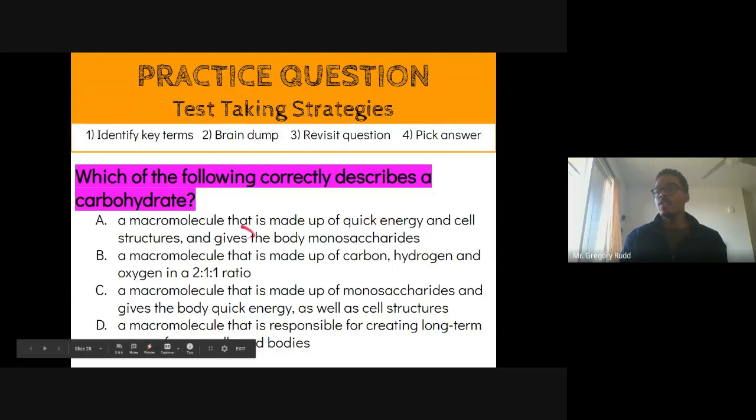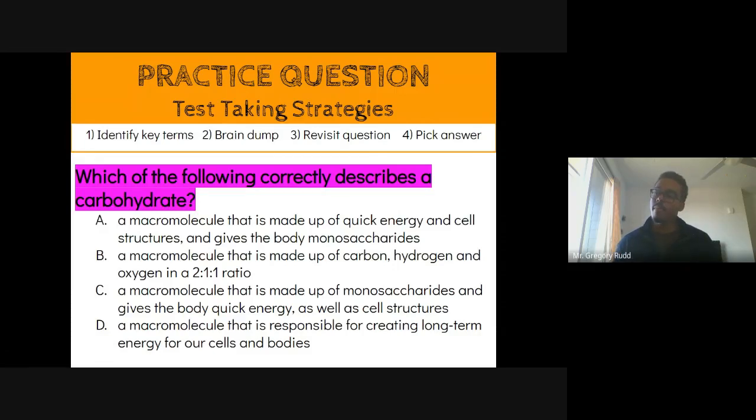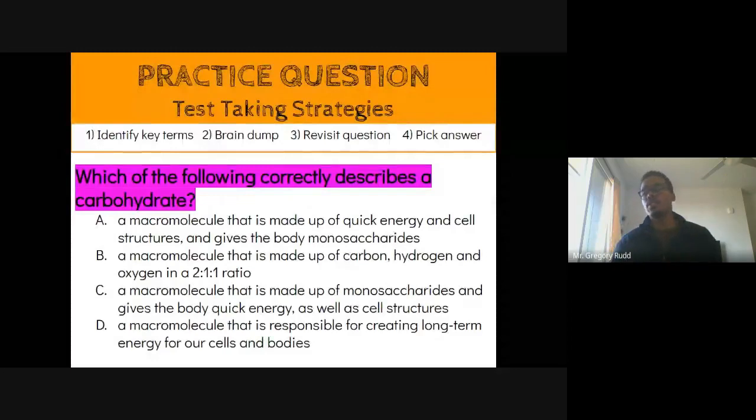What's the error in answer choice A? What's wrong here in answer choice A? Does anybody see an error there? Yeah, Dejan. So it says it gives the body monosaccharides. That's really awkward wording. It's really the fact that it is giving the body quick energy and it's made up of monosaccharides. So they kind of switch those two things. What about B? What's wrong with answer choice B?